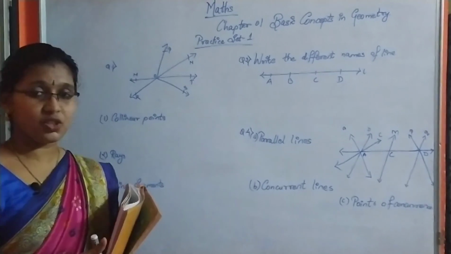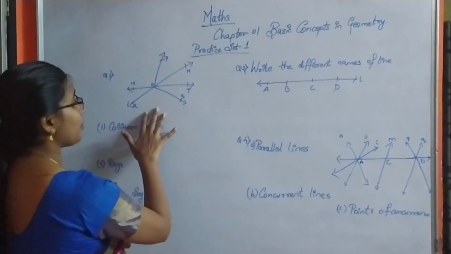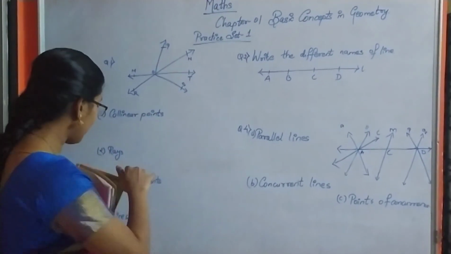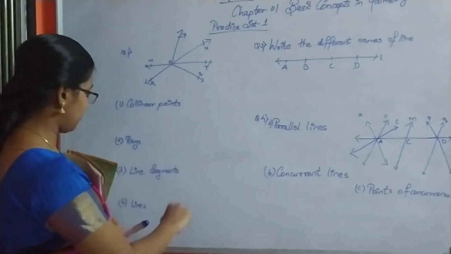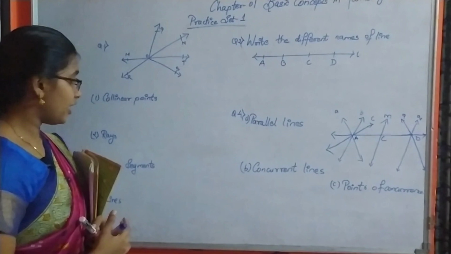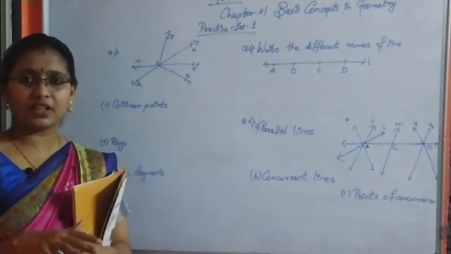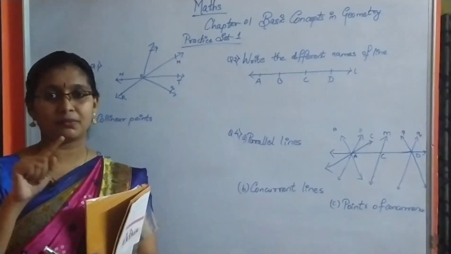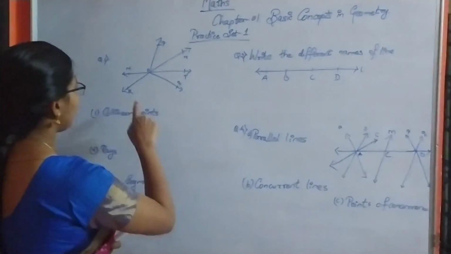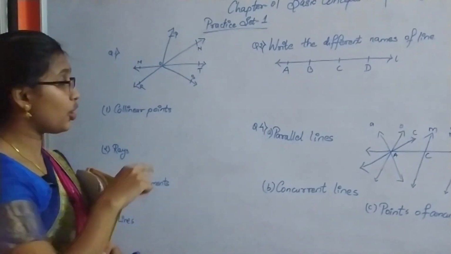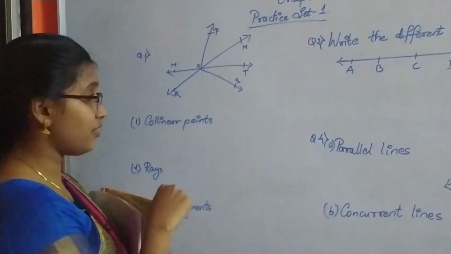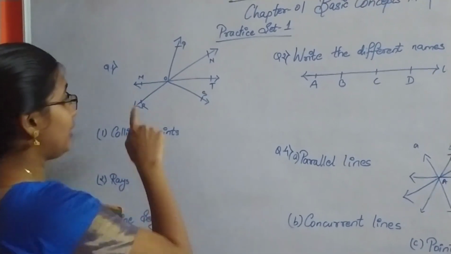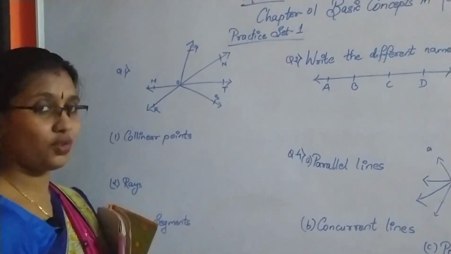So the first question on our exercise is, there is a diagram given. From this diagram we have to find out which are the collinear points, which are the rays, line segments and lines. Now collinear points, as we have learned, means the points should be in the same straight line. Here we have a line. Are all the 3 points in the same line? See, point M, point O and point T. Yes, points M, O, T are in the same straight line.